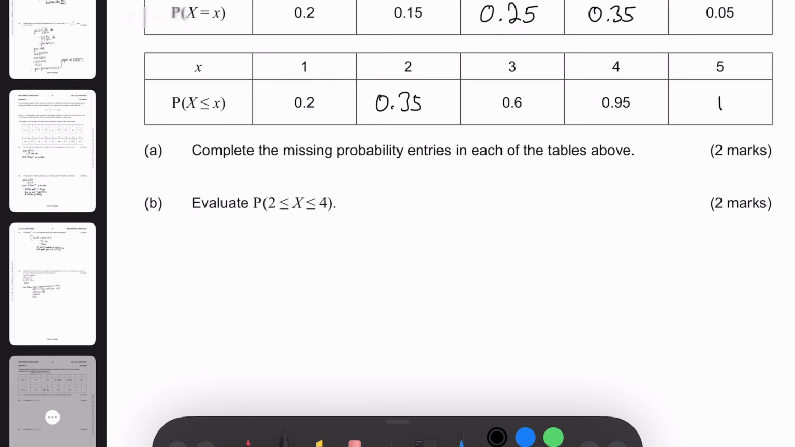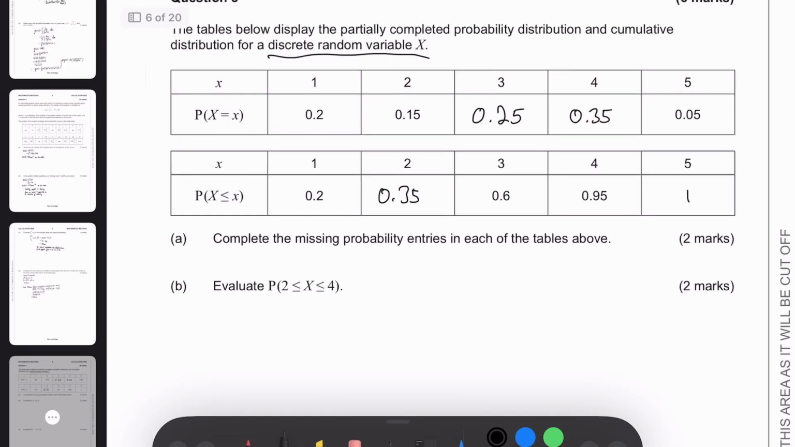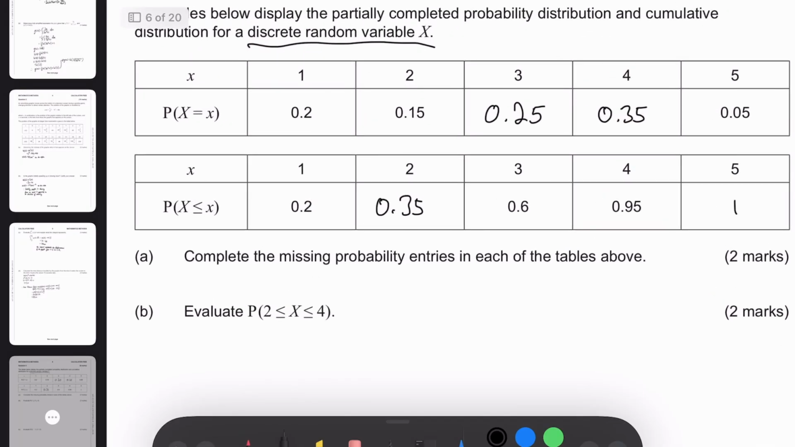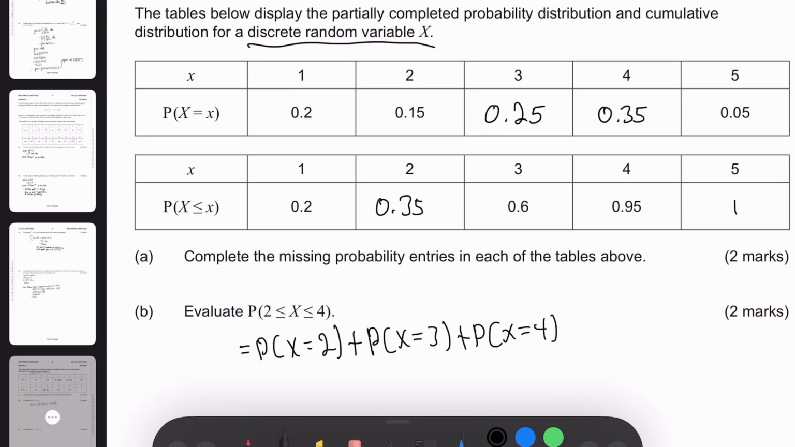Evaluate probability of 2 less than or equal to x less than or equal to 4. How we can do this quite simply is that we just have to sum up the individual values that it's asking for. So it wants us to go from 2 all the way to 4. So we can sum up probability of x is equal to 2 plus probability of x is equal to 3 plus probability of x equal to 4. So we have 0.15 plus 0.25 plus 0.35.